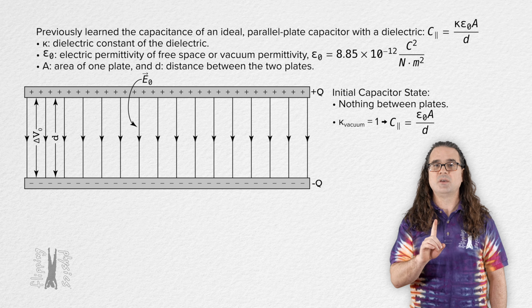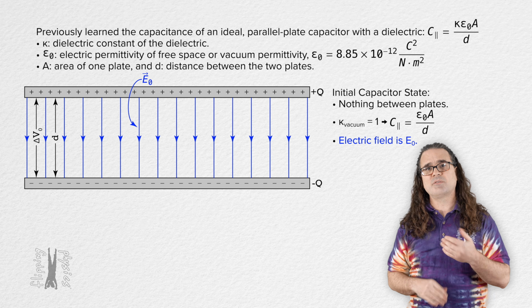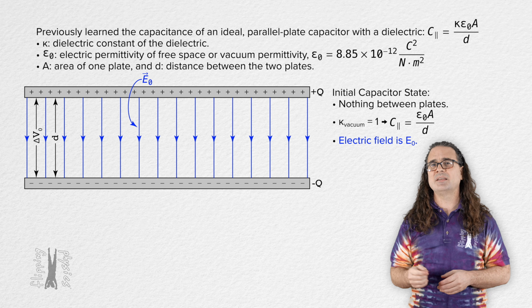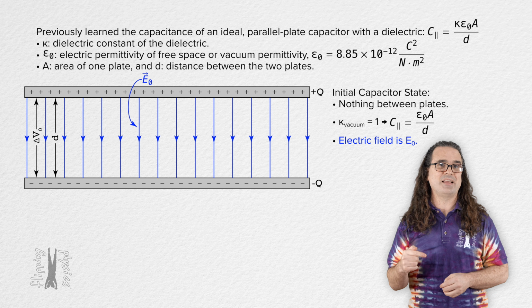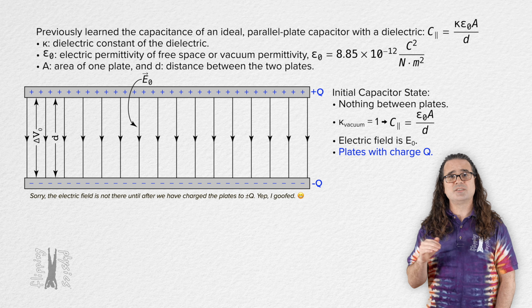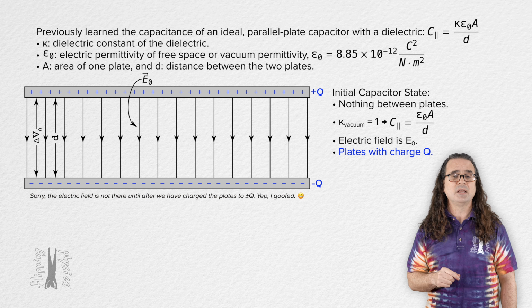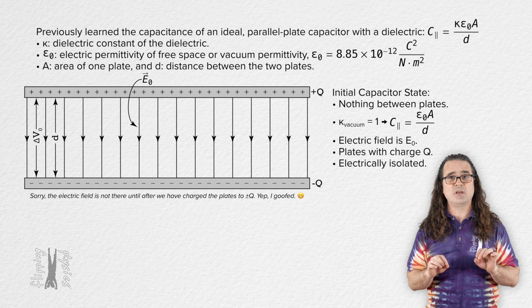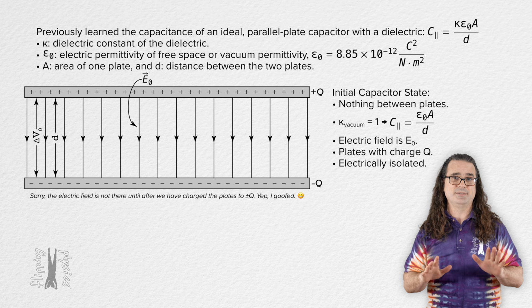Okay, so right now, the electric field between the plates is labeled capital E naught, which represents the electric field before we place the dielectric between the two plates. Let's start by charging both plates to a charge of capital Q and disconnecting the capacitor so it is electrically isolated. In other words, no charges can flow to or from either plate.